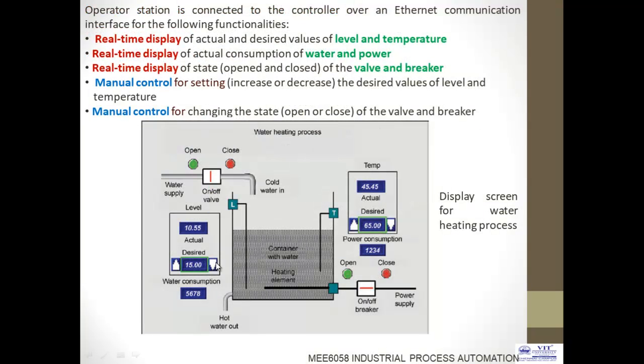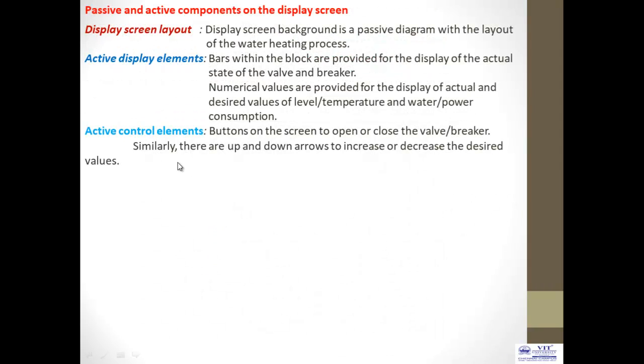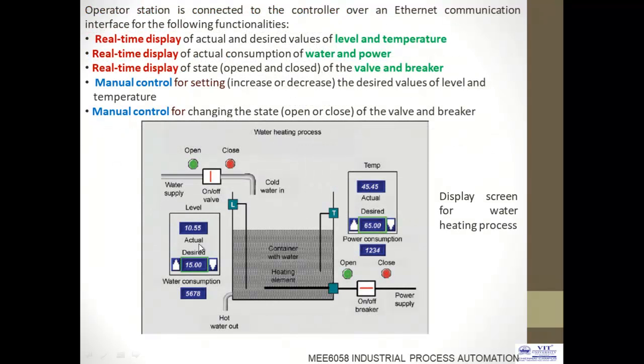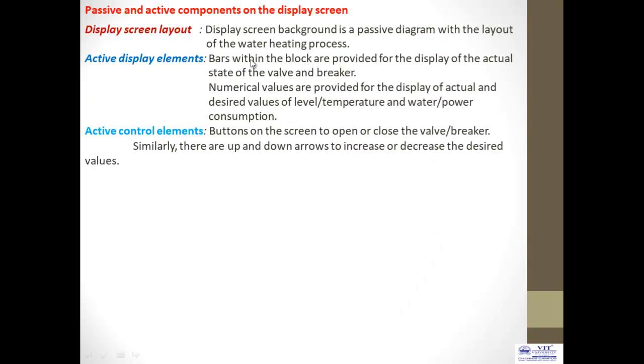So using the upward and downward arrows, which are called the controlling buttons on the screen, we can open or close the valve. So up and down arrows are there. The entire line diagram of the process is taken care of by the display screen layout.